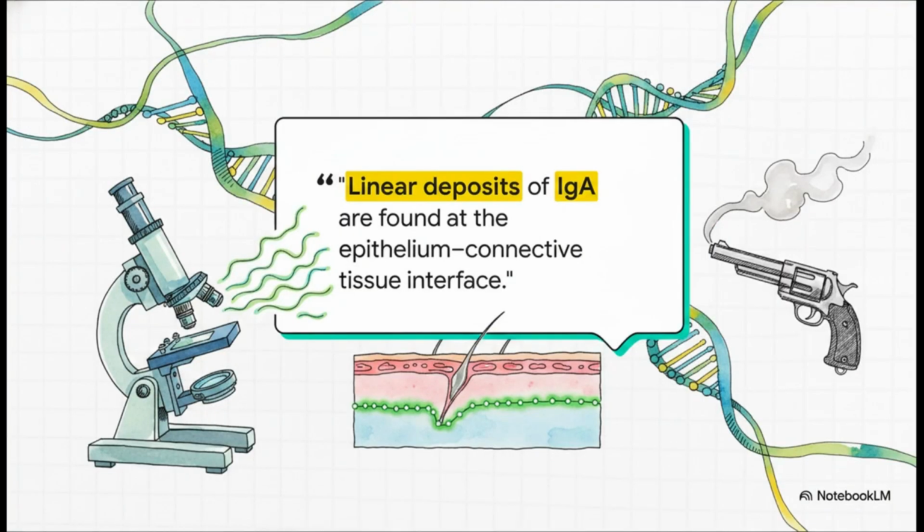And this is the moment it all makes sense. The DIF test is the smoking gun. What it reveals is this sharp, continuous, straight line, a linear deposit of IgA right along that split in the basement membrane. And that, right there, is how the disease gets its name. It's what confirms the diagnosis, no question about it.